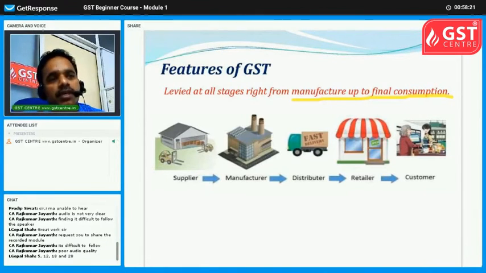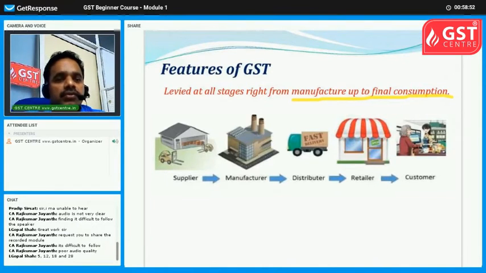When you take the present scenario, you can know that for manufacturers, there is central excise duty. For wholesale distributors, it will be CST, when they are transferring from their level to the dealers. And for dealers who are dealing at the state level, central excise duty, CST, VAT, all such taxes are there.